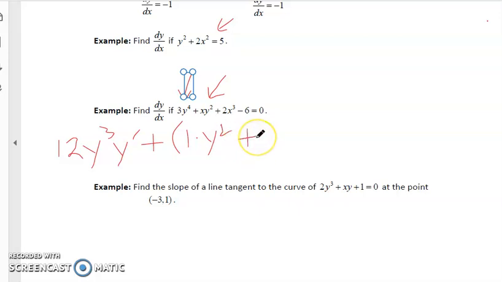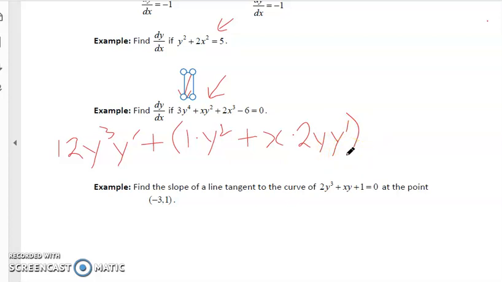Now, plus. The second thing you do for your product rule is you break down the first term, which in this case is just x. And that gets multiplied by the derivative of y squared, which is 2y. And now because you took the derivative of y, you also put a y prime beside that.